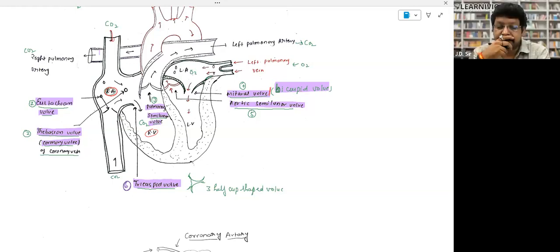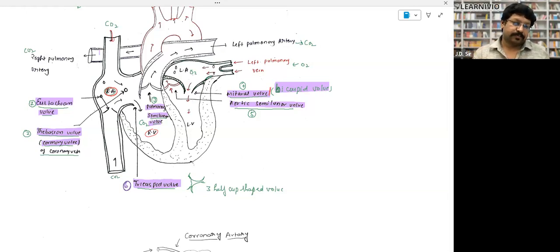Tricuspid valve prevents backflow from right ventricle to right atrium.